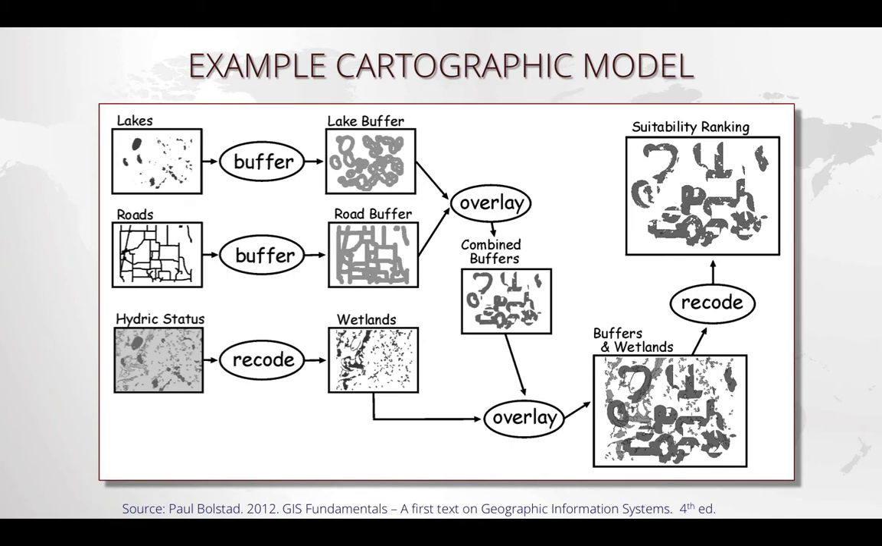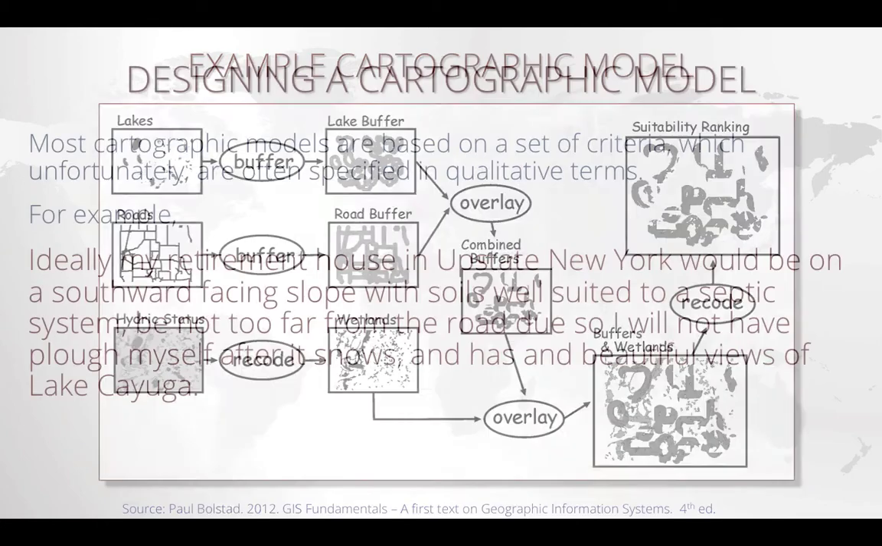The GIS operations are shown as ovals. So you can see, you take some inputs, in this case you're buffering or recoding, you use overlay to combine them, and finally some more recoding, and you get a suitability ranking where it'd be really great to make your cabin on a lake, which is, of course, the desire of 95% of the people in Minnesota, a cabin on a lake. I'm joking a little bit, but you get the idea.